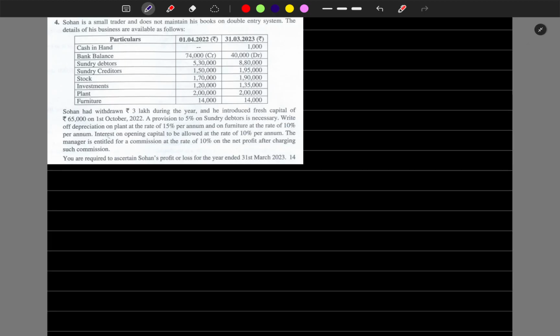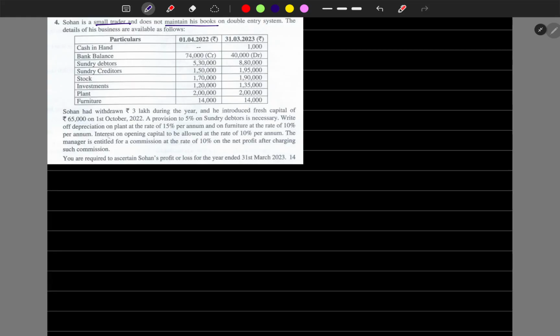So what is incomplete records? In incomplete records we are not given the information to find out the profit directly. We are given the opening balance sheet details and closing balance sheet details. With that we have to compare and find out the profit or loss we have achieved over that period.